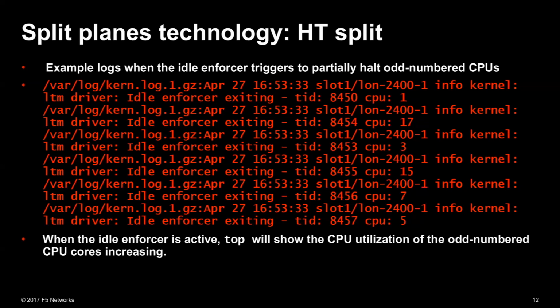So you can see that the idle enforcer will be triggered, and you can see here that it will be triggered on the odd cores. Here you can see an example on cores 1, 17, 3, 15, 7, and 5. When the idle enforcer is active and you run the top command, you will see that the CPU utilization of the odd number CPU cores is increasing. You will see a high CPU on those odd cores.